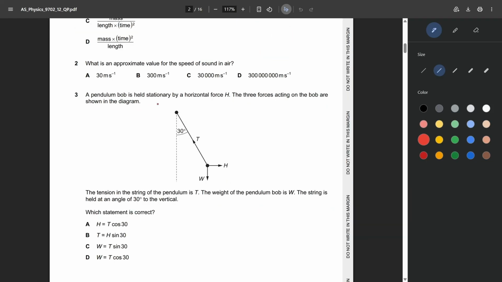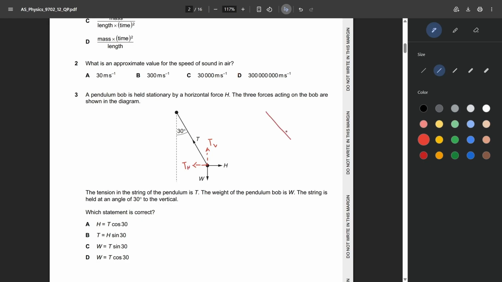A pendulum bob is held stationary by a horizontal force H. The three forces acting on the bob are shown in the diagram: tension T, H and W. The tension in the string of the pendulum is T, the weight of the pendulum bob is W, and the string is held at an angle of 30 degrees to the vertical. Which statement is correct? Okay, if the bob is in equilibrium, there has to be a force vertically upwards balancing the weight, and a force acting towards the left balancing the force H. This vertical force is the vertical component of the tension, and this horizontal force is the horizontal component of tension.